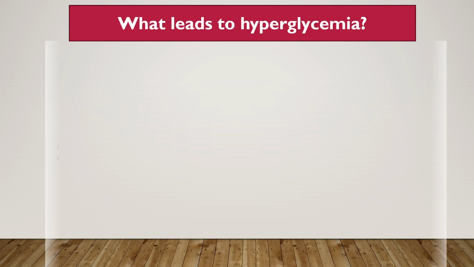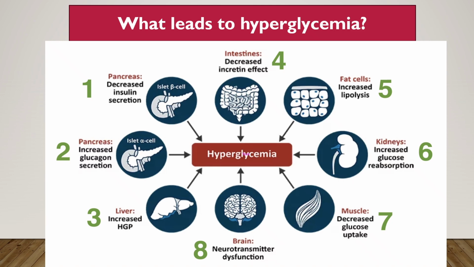It includes decreased insulin secretion, increased glucagon secretion, increased hepatic glucose production, neurotransmitter dysfunction, decreased glucose uptake, that is when decreased peripheral uptake occurs, increased glucose reabsorption by the kidney, increased lipolysis, and decreased incretin effect.